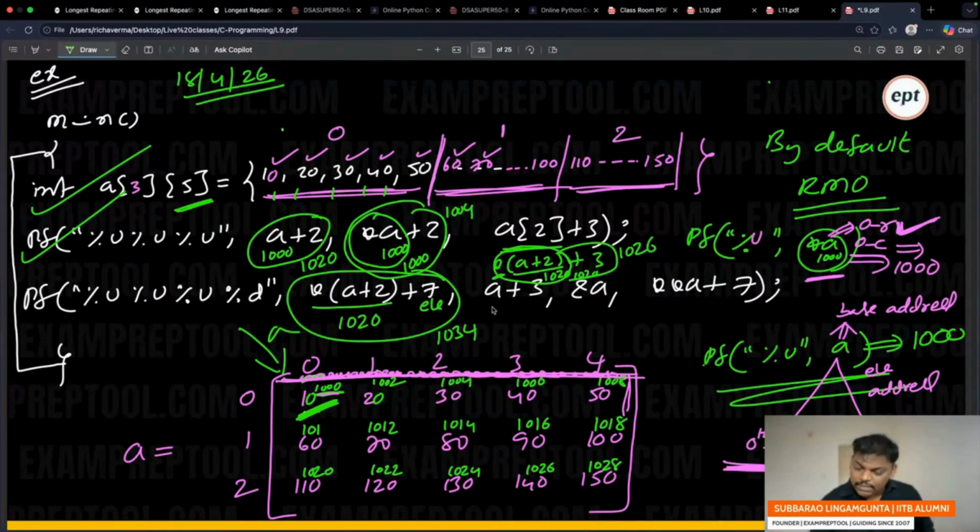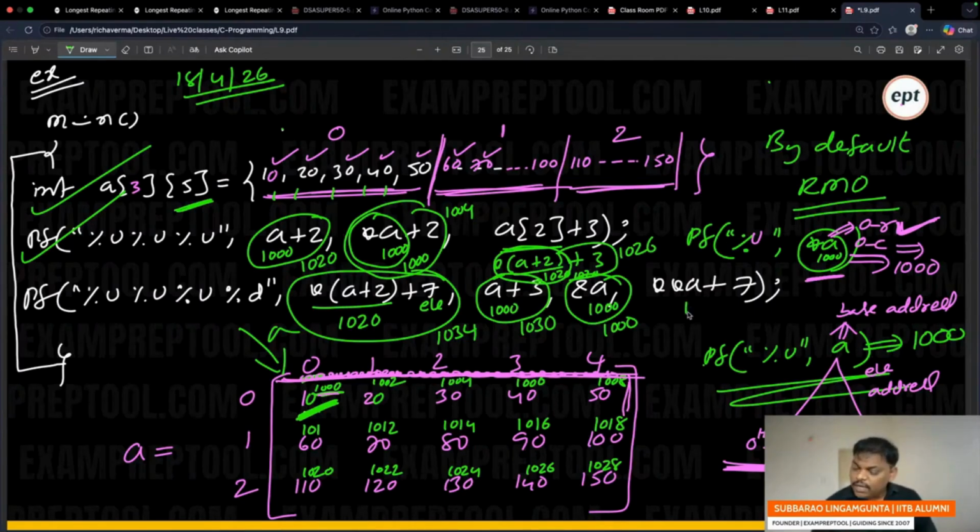Next one, A plus 3. A is 1000. Plus 3 means 3 rows skipping. Every row is 5 elements, 3 rows is 15. 15 times 2 is 30. 1030. So ampersand A. Remember, A is 1000. Ampersand A also 1000. Star A also 1000.